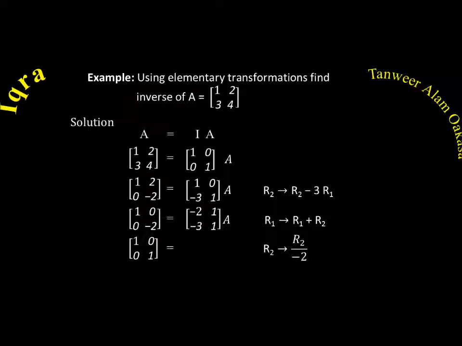What will happen to my matrix on my right hand side? This is my matrix. If I divide by minus 2, this will become minus 3 upon minus 2 and this will become 1 upon minus 2. Okay, so I will have 3 by 2 and minus 1 by 2, and this is my inverse because this thing has become I, so this thing has become A inverse. So my inverse of the matrix is minus 2, 1, 3 by 2, minus 1 by 2, and we obtained a similar matrix before also using the formula adjoint of A upon determinant of A. So here we got this. Okay, I have solved using row transformations.